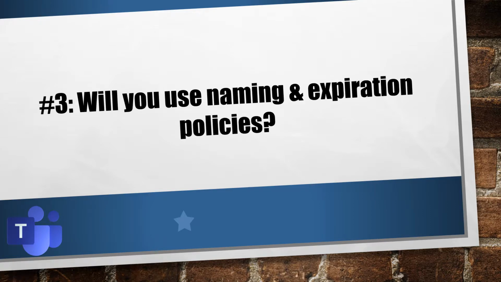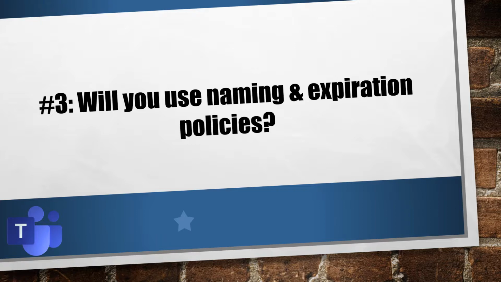All right, number 3, will you use naming and expiration policies? Having a naming policy can give you some level of standardization and also helps find relevant teams that are public that people want to join. And then the expiration policies are a way to keep a clean house. We'll talk about both of those, but we're going to start with naming policies.